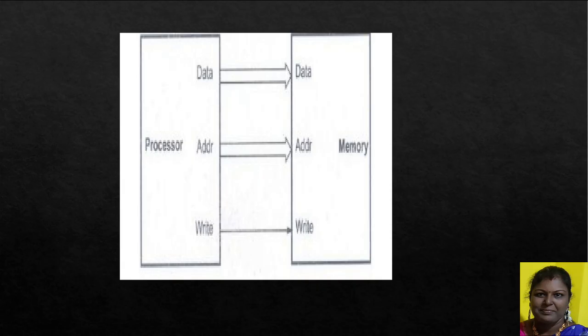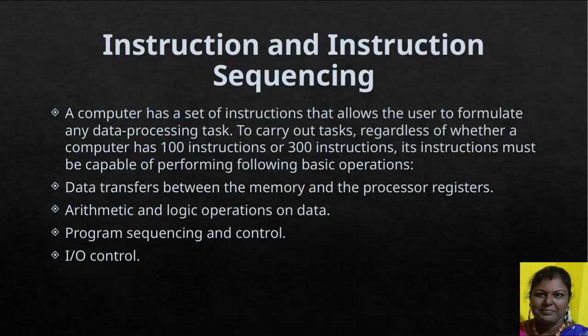At the heart of every computer is a set of instructions, a toolkit that lets us tackle any data processing task. Whether a computer has 100 instructions or 300, these instructions need to cover a few essentials. First, moving data between memory and processor registers. Then, performing arithmetic and logic operations on that data. Next, managing the flow of the program itself, sequencing and control. And finally, handling input and output. These basics keep everything running smoothly.